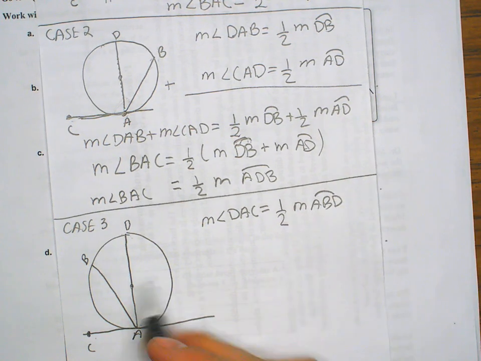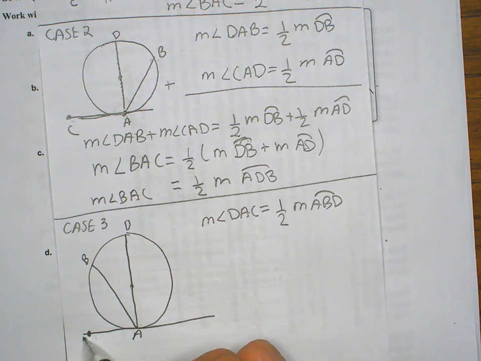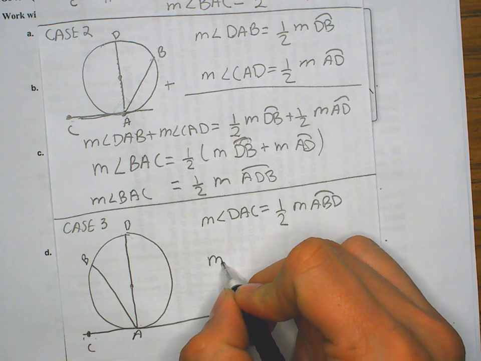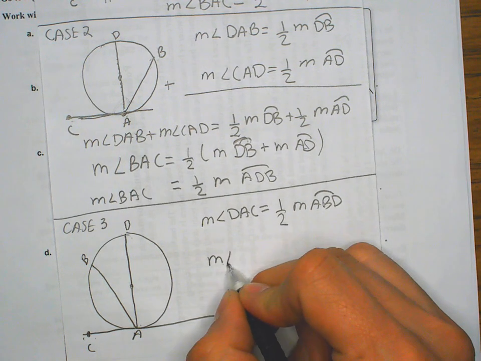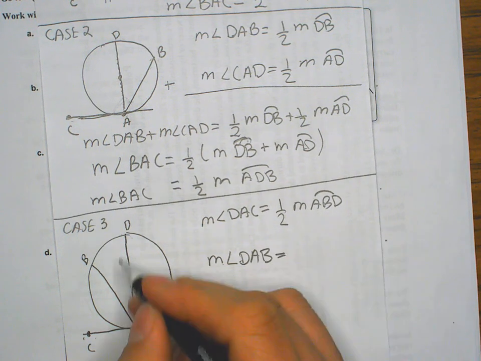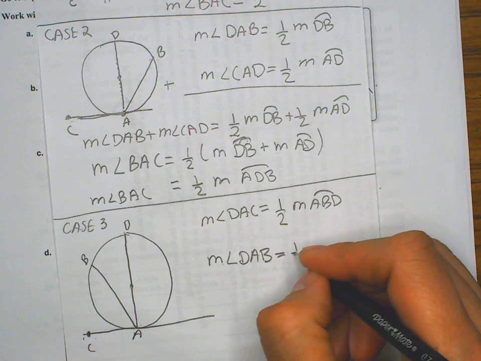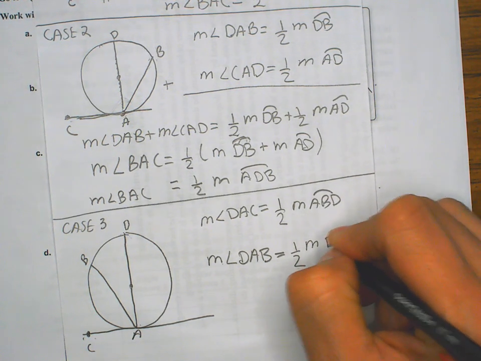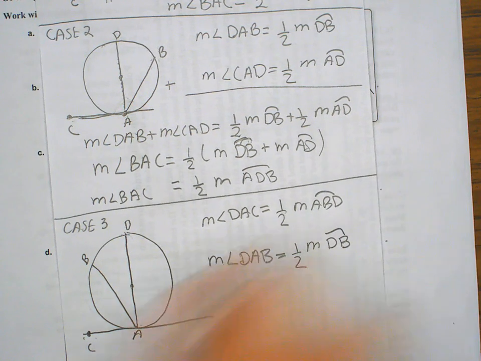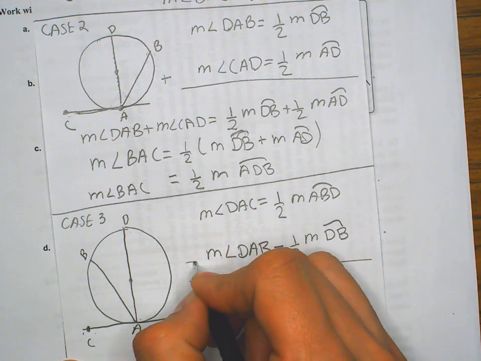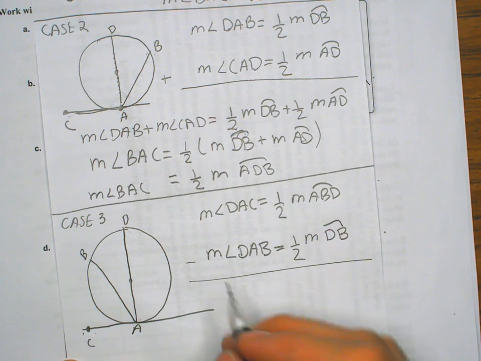Okay, so once again, angle DAC is 1/2 this arc right here, ABD. We also know, based on prior knowledge, that the measure of angle DAB is 1/2 the measure of arc DB. Now, instead of adding these, I'm going to go ahead and subtract these, and you're going to see what's going to happen here.